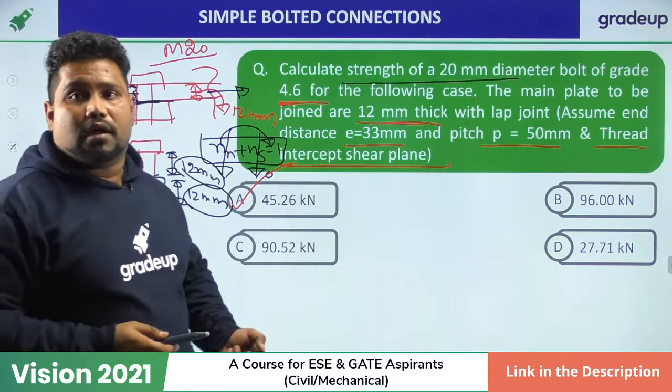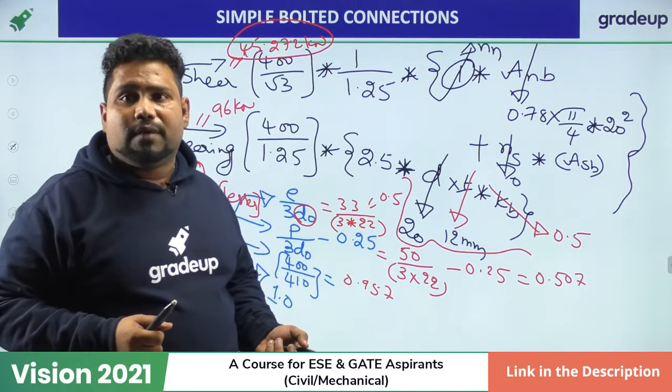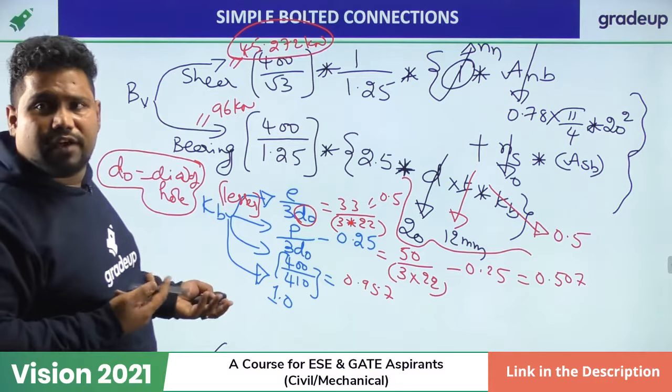45.26. Sir, Shivam Garg, you will get 45 around. Okay.